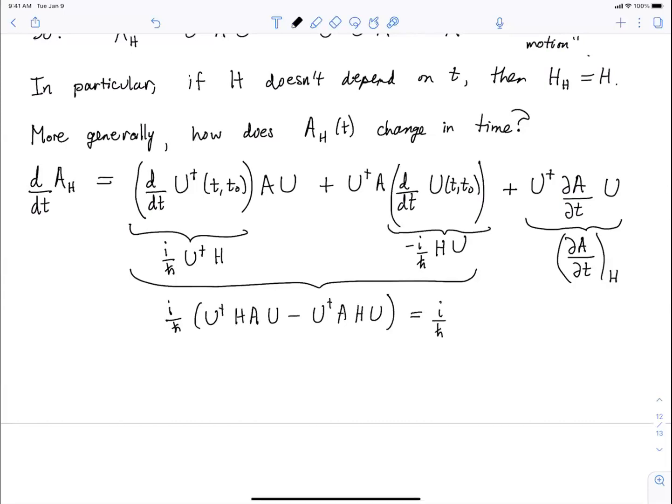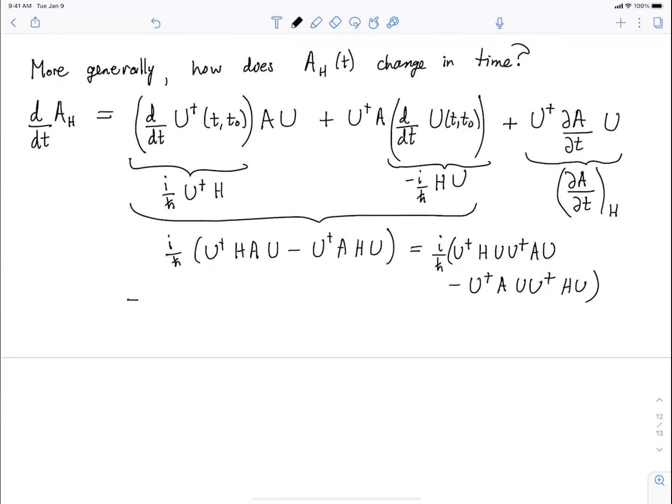We'll see in a moment why that's a good idea. So I just put in a U dagger U. That's equal to 1, so I can go ahead and do it. And then the other term is U dagger A U dagger H U. Again, I haven't done anything. I've just inserted the identity operator in a clever way.